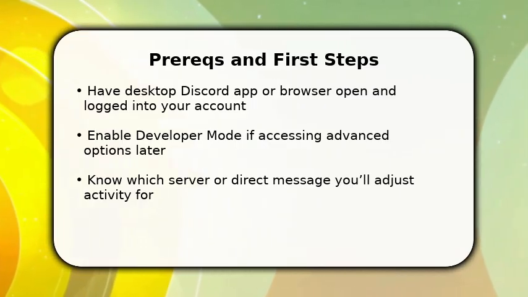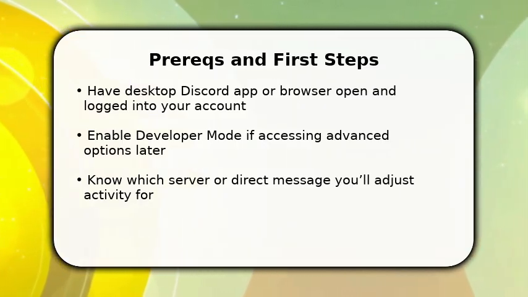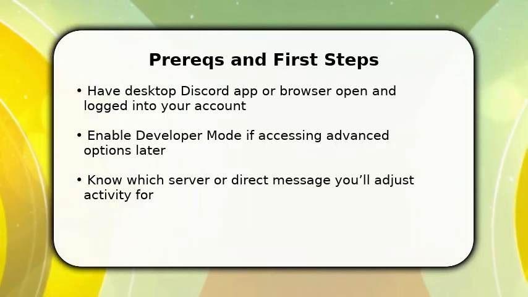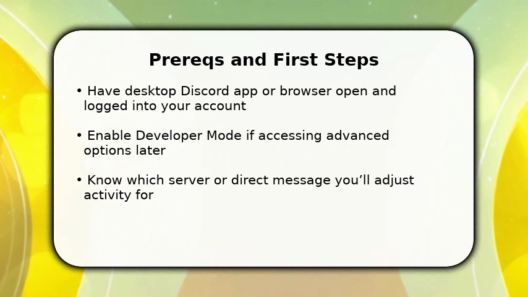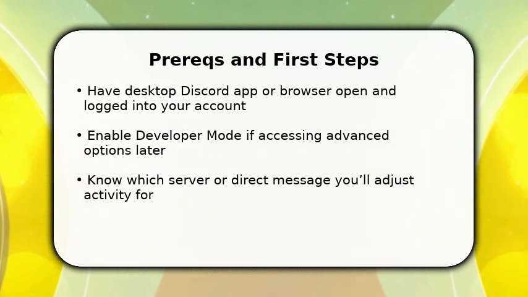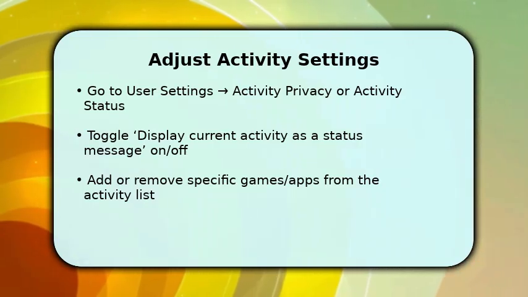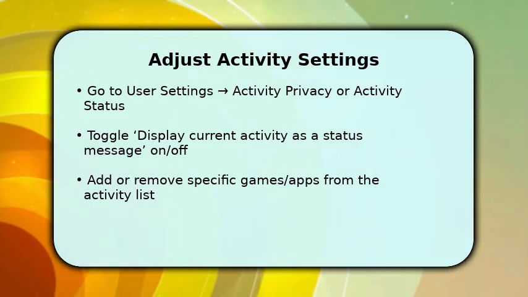Now click the gear icon, User Settings, in the lower left. This takes you directly into the settings area where activity status lives. Don't pause, move straight to the Activity Settings tab next. Now in User Settings, open Activity Status or Activity Privacy to see connected apps and what's shared.